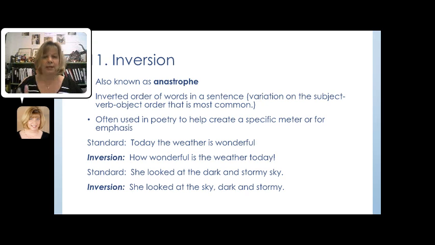Normally we'd say something like, today the weather is wonderful. But inverted, you would say, how wonderful is the weather today? So you're putting the modifier first. Or a standard sentence, she looked at the dark and stormy sky, subject, verb, object. But inversion would say, she looked at the sky, dark and stormy. So you save all of your adjectives until the very end. Inversion is just playing around with your sentence order. This is something you're going to notice in other people's writing, but also something that you, as a writer, are going to want to start playing with to make your sentences more complex and to show that you have really good control of the language.